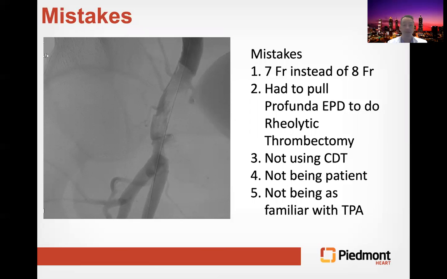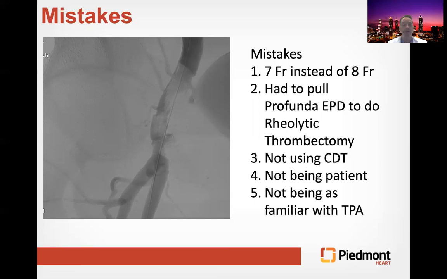I wasn't patient back when I did this several years ago. I also wasn't as familiar with TPA. I think now, with my experience with pulmonary embolism, I'm much more comfortable administering TPA directly to the vessel. Obviously, in patients that have had recent punctures, you need to be careful, because patients can start bleeding from their original puncture site. And I've also seen that happen here with rheolytic thrombectomy as well.